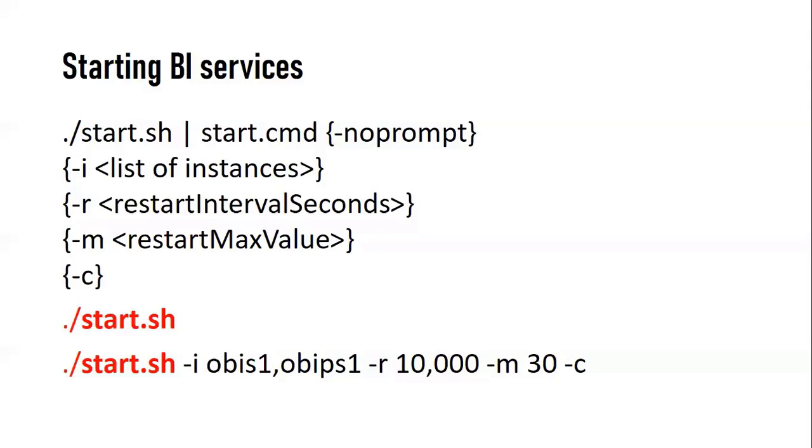And dash C means you are going to flush all the cached credentials. The WebLogic server maintains the usernames and passwords saved in some cache, and that will be cleaned up if you use dash C. So when you use dash C, you need to enter the username and password freshly. So these are the different options to start your BI service.